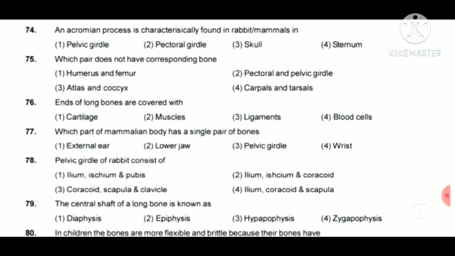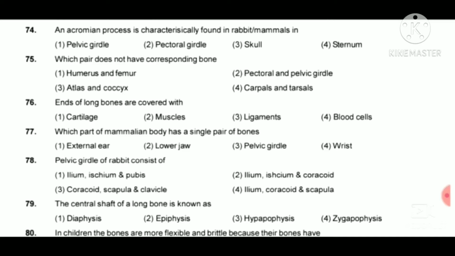Next is question number 76. Ends of long bones are covered with number 1, cartilage, number 2, muscles, number 3, ligaments, and number 4, blood cells. And the answer is option number 1, cartilage. Next is question number 77. Which part of a mammalian body has a single pair of bones? Number 1, external ear, number 2, lower jaw, number 3, pelvic girdle, number 4, wrist. And the answer is option number 3, pelvic girdle, which is also known as hip bone.